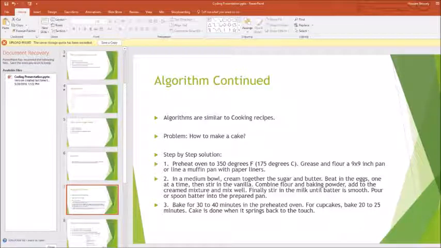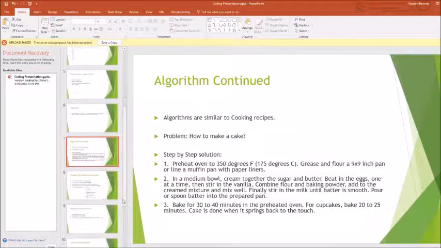If I give you a problem and I'm like, okay, I want to make a cake, then you're going to go around and say, all right, here is the recipe. Here is a step-by-step solution. These 3 steps are to some extent an algorithm. So basically, that's the first thing you need to know about programming: you're always going to have a certain problem, and you're going to need to write a step-by-step approach to how to fix it.